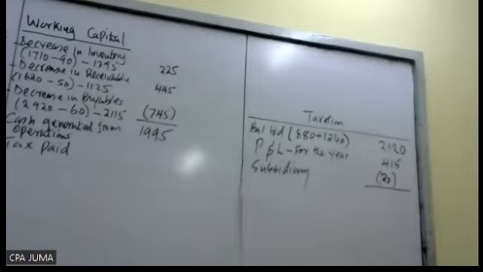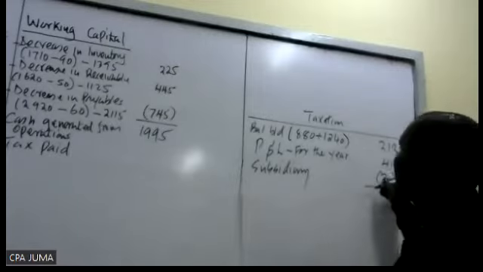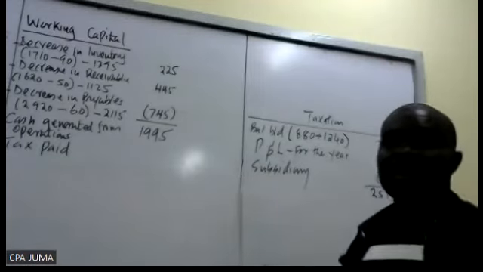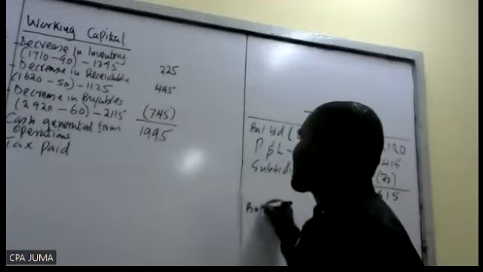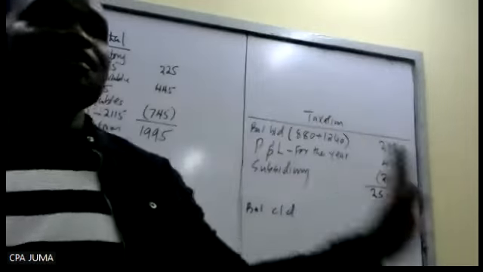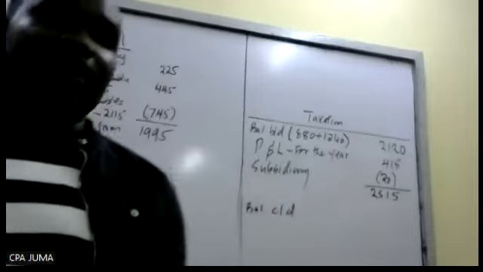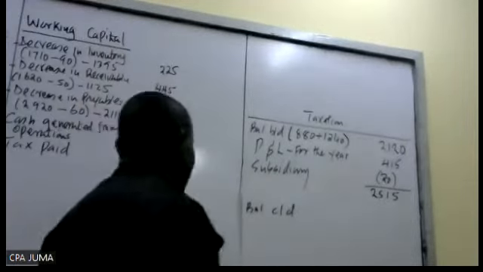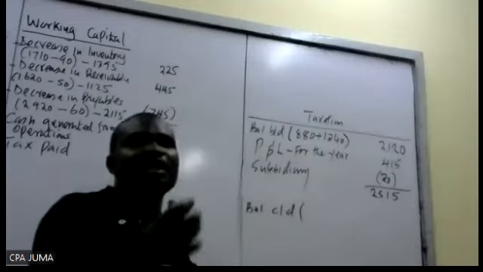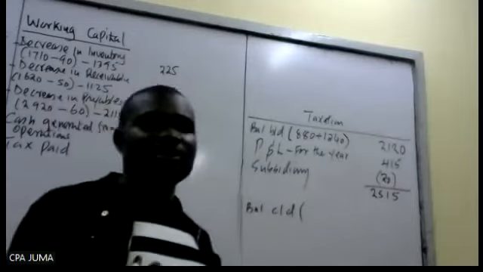How much should it be? 2515. Skip one line. What is the balance carried down? If it comes to 2515, then it means there is no tax paid. What plus what? The liability. Check the liability at the end, other than current liabilities.